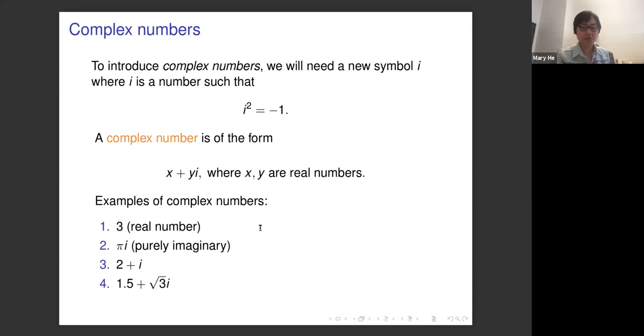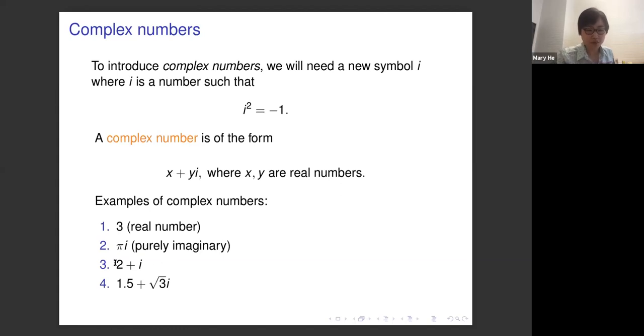For the second example, I wrote pi times i. So pi is a real number, and in this case, x equals 0. If we have a complex number where the x part equals 0 and the y part is not 0, so you only have some number times i, then these complex numbers are called purely imaginary.